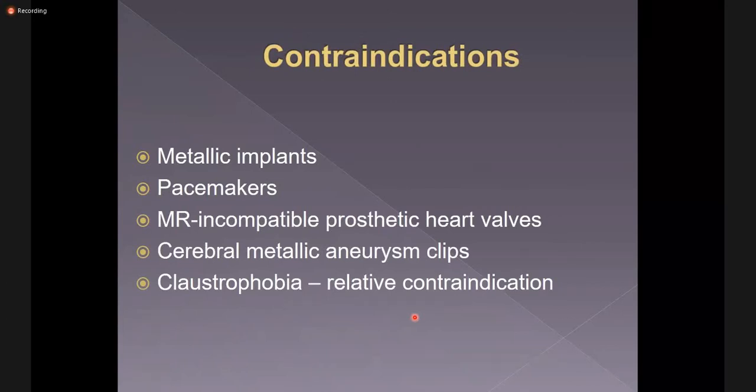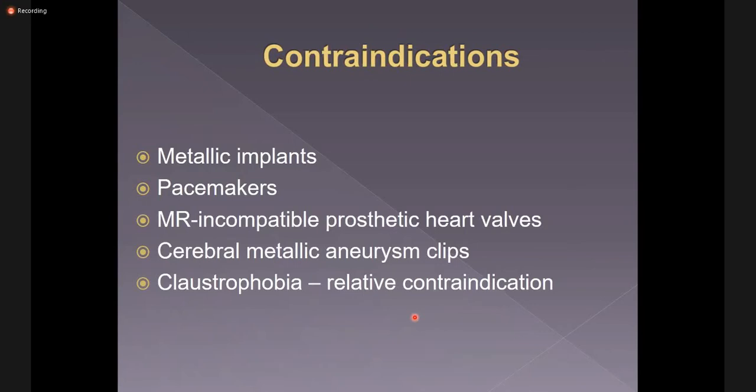What are the contraindications? Metallic implants. Any metallic implant in the body is a contraindication, like aneurysmal clips, prosthetic heart valves, pacemakers, and cochlear implants in the ear.